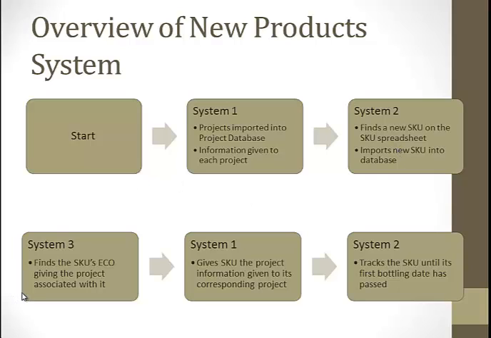Then, once the SKU is imported into the database, System 3 finds the SKU and then finds the ECO report given per each SKU. By using this, we are able to link both the project and the SKU. Then, the system uses System 1 again and trickles down all of the project information for that SKU. System 2 then is used to track the SKU as it heads to its first bottling.